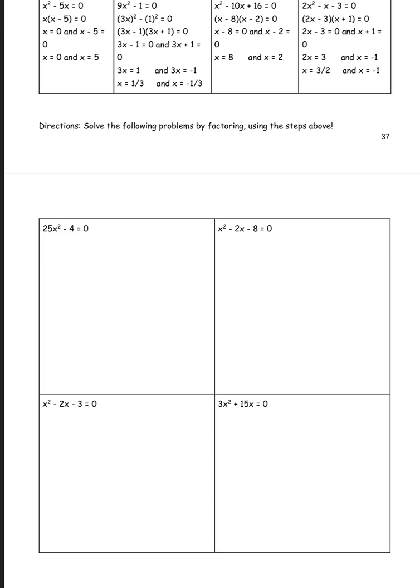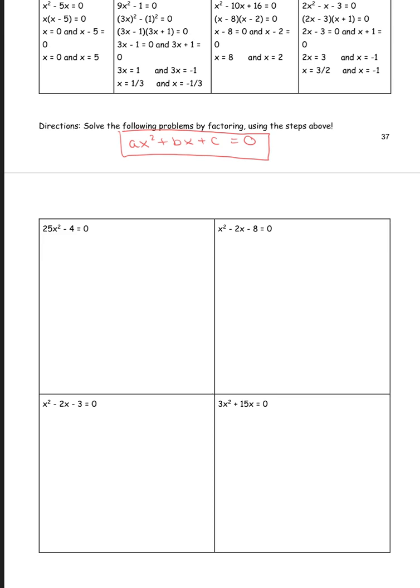Anytime you're factoring quadratics, you always want to make sure that it's in standard form, which is ax squared plus bx plus c, and it's equal to 0. When it's not in that form, sometimes you will see the constant on the right. You always want to make sure that it's in this form and set equal to 0.